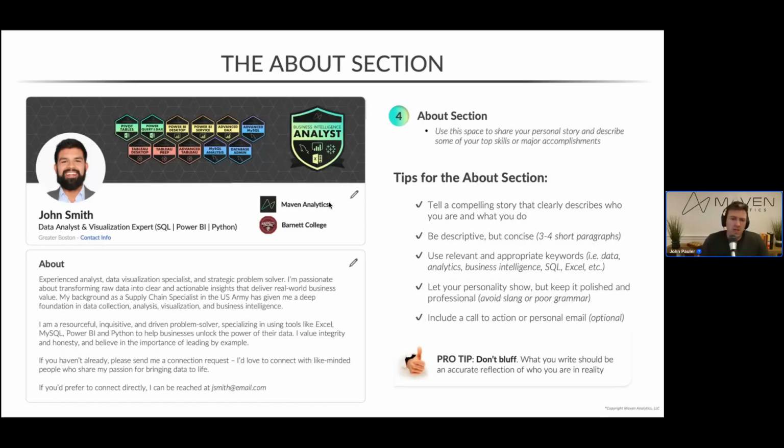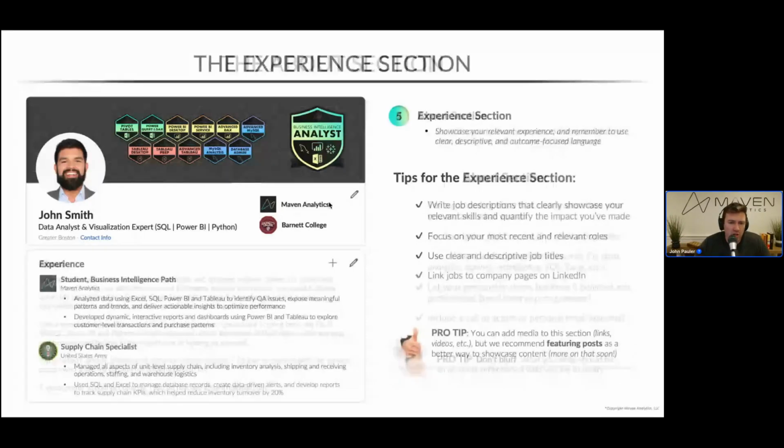Use the about section. Try to tell a story here. Be somewhat descriptive, but also not too wordy. Keep it to 3 to 4 short paragraphs tops. Think about getting your keywords in there, like the tools that you use, like SQL, Excel, business intelligence. You can let your personality show a little bit, but again, you've got to be professional. You can't be a total goofball cracking too many jokes in here. And if you want, you could direct people to a link to your profile here. You could do something else. So you can have a smart call to action in here.